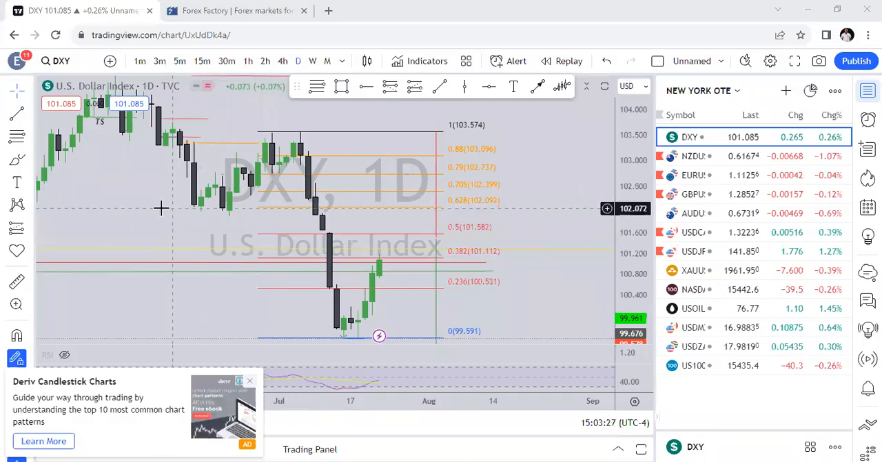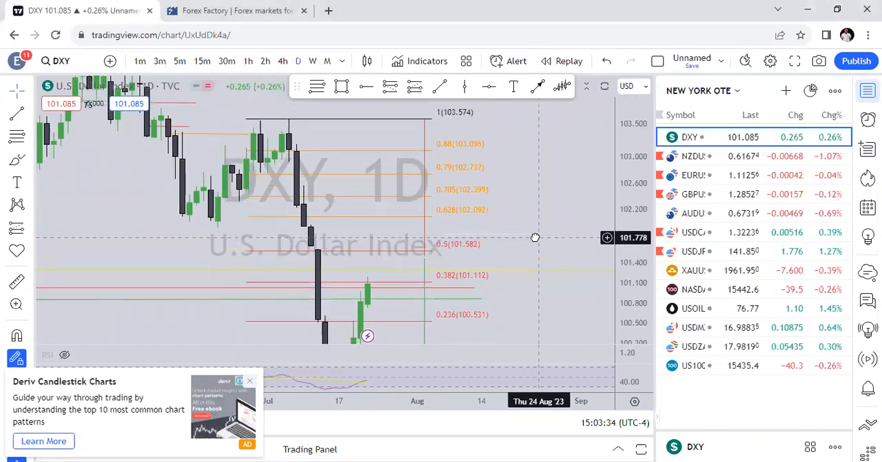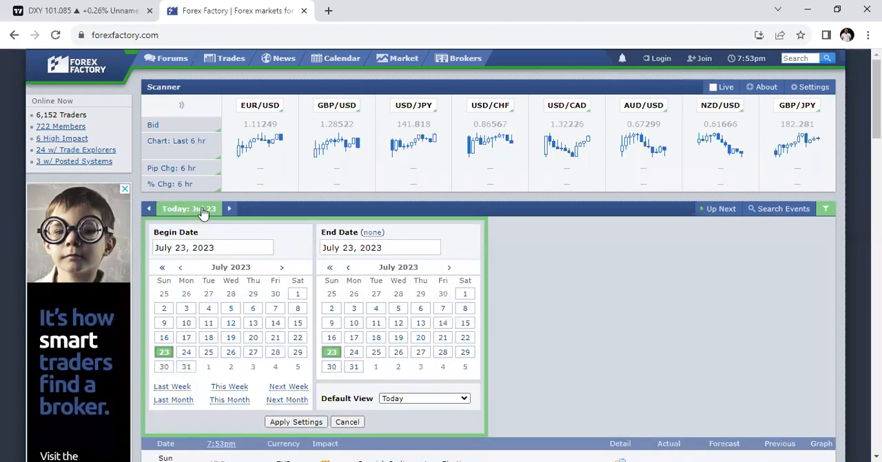All right. Welcome to tonight's market outlook. We usually begin with the economic calendar for the week. So we are in Forex Factory. We're going to check what we're expecting to happen throughout the week.